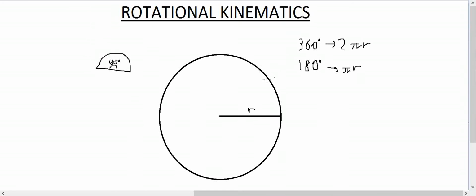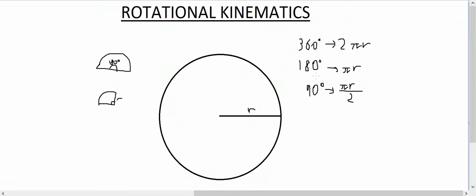Okay, so now let's say you have a sector that has 90 degrees inside. The radius is still r. So the length that this angle subtends, for 90 degrees, the outer length is pi r over 2. Let's divide this thing by 2.